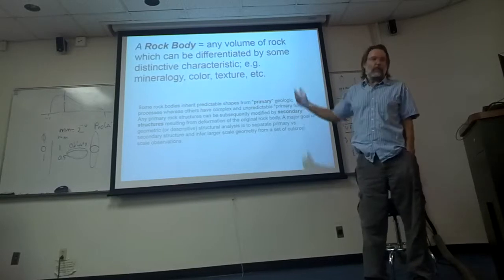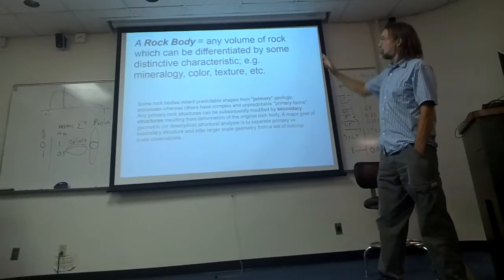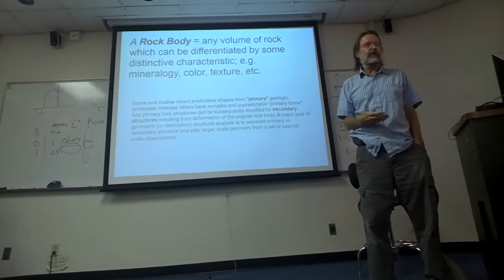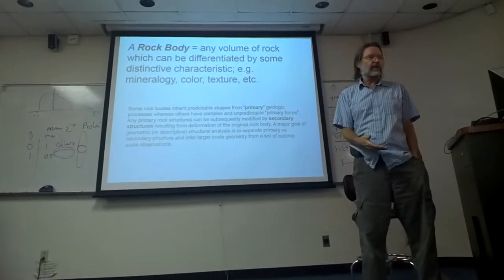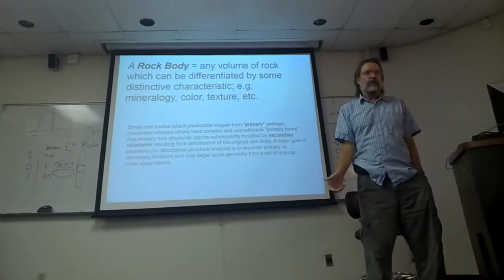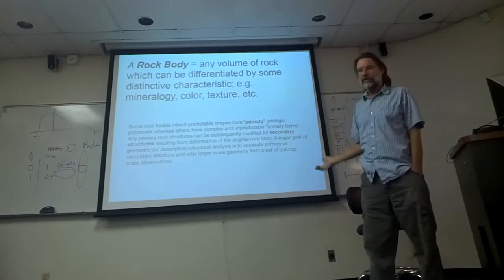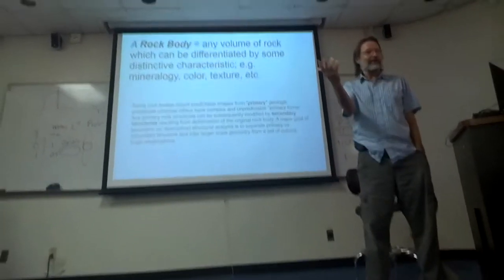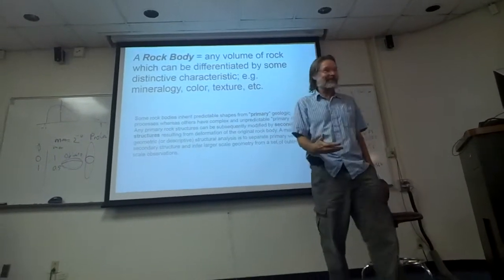I define a rock body, and you don't have to write this down because you'll get this back, as just a volume of rock which can be distinguished from adjacent rocks. That's a really vague definition, but it's distinguished by some physical characteristic. It might be mineralogy, might be color, might be texture. Here you have to unlearn what you learned in mineralogy and most of field work and in structural geology. Color does matter, because you need to be able to differentiate things, and that's usually the thing.